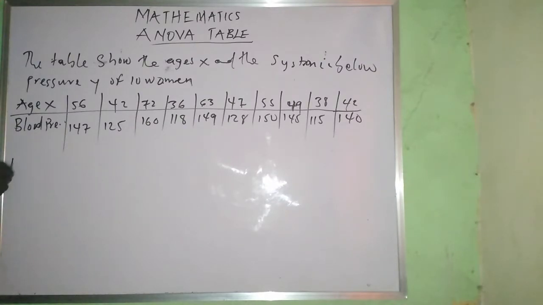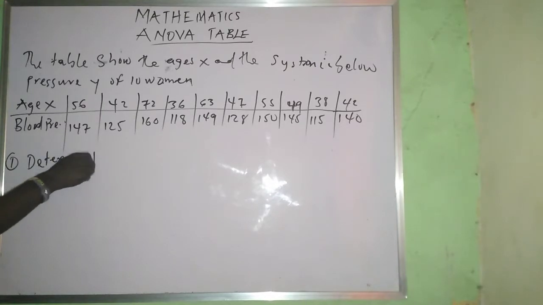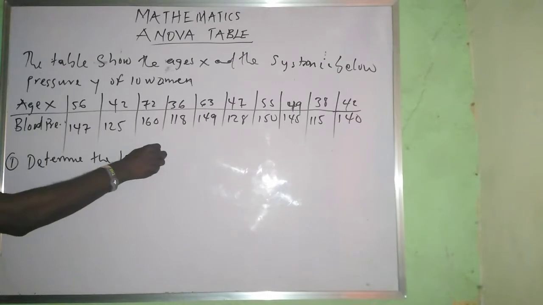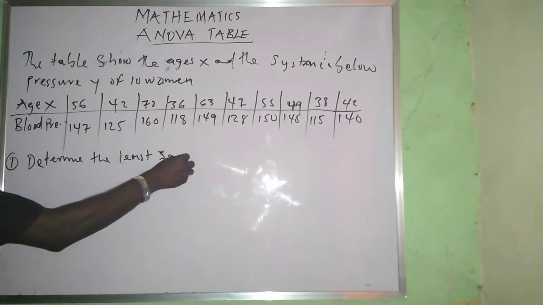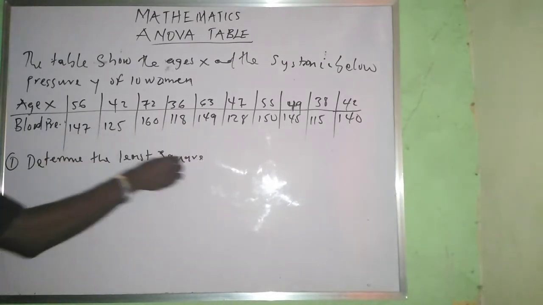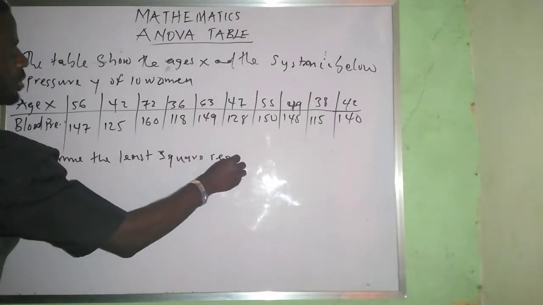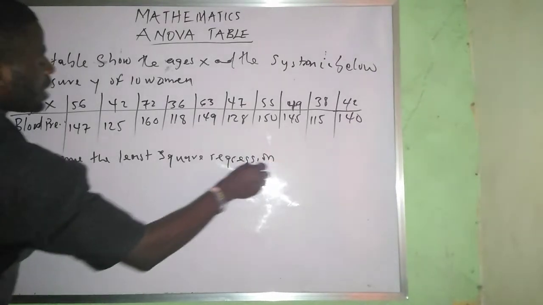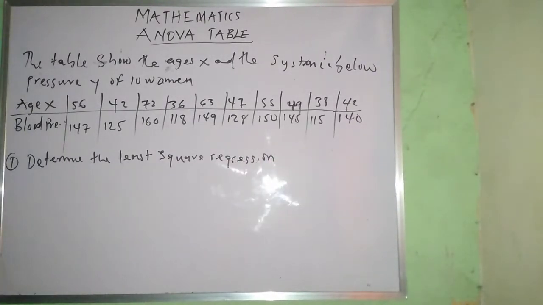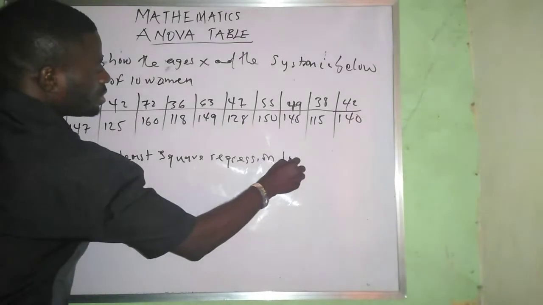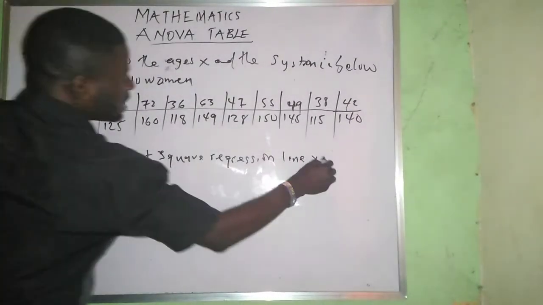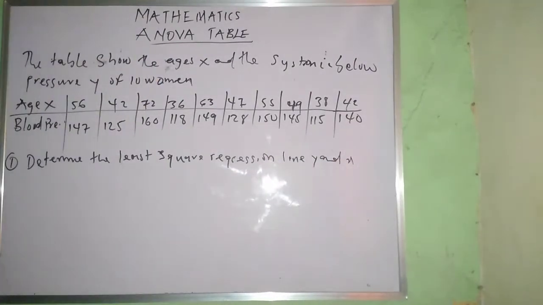Number one, determine the least square regression line, y on x. That's number one.